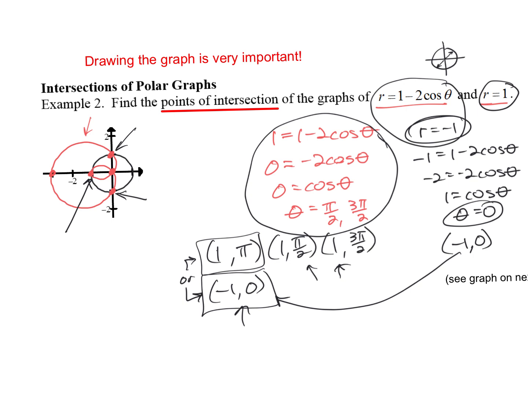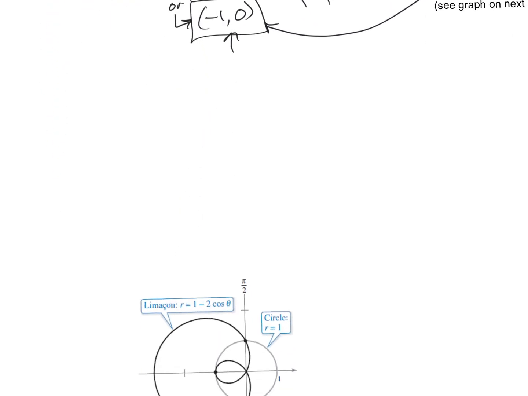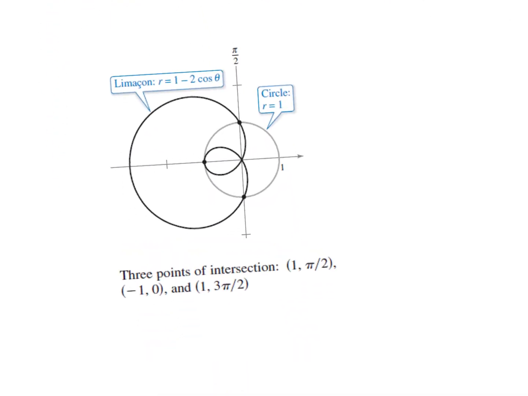But if it's multiple choice or something like that, you don't even need to show any algebra. If you drew them and you know what it looks like, you'd be fine. You could get those 3 points of intersection right from that. Okay, so always draw your graph. It can be very, very helpful. Here's their picture of it.